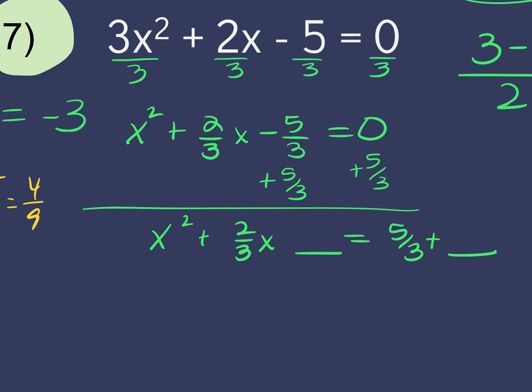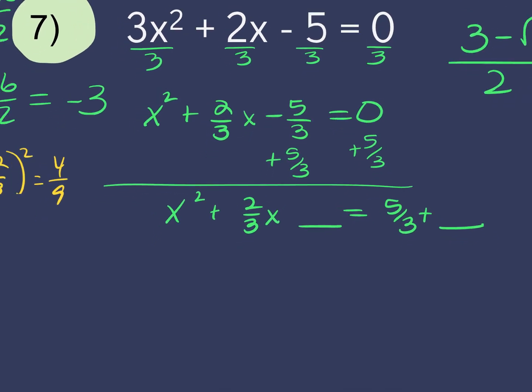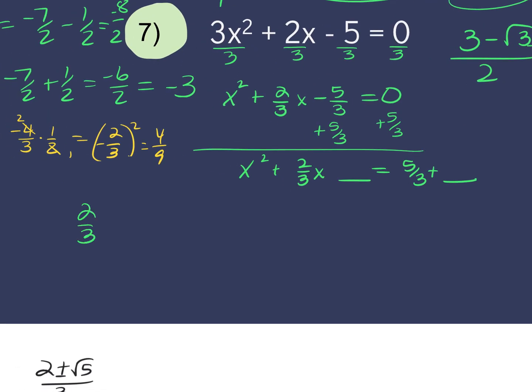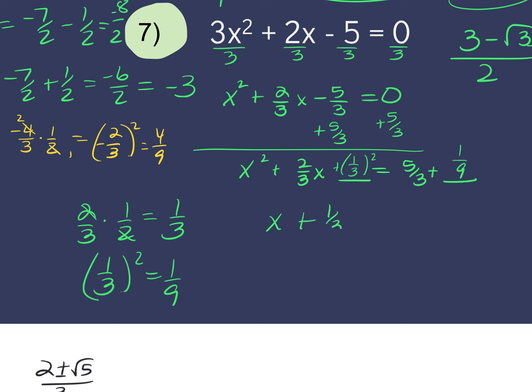Take the B term, divide it by 2, and square it. So 2/3... Oh, no. 2/3 times 1/2 is 1/3. And then square it. So put in 1/9 here. And again, I'm going to put in here plus 1/3 squared. So x plus 1/3 squared.